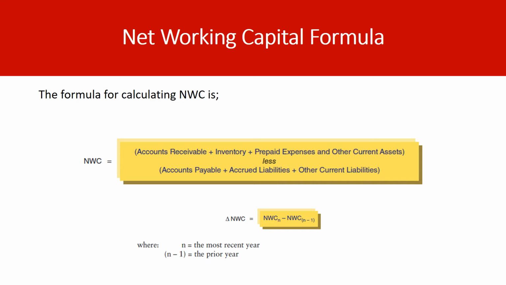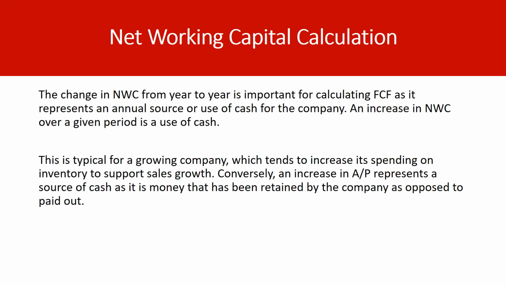And so the calculation for the change in net working capital, the number that we're going to be using in the free cash flow calculation, is the difference between the net working capital this year versus last year. So if it increases, then we're taking away from free cash flow, and if that decreases and therefore the change in net working capital is negative, then we're actually adding to the free cash flow calculation. Okay, so the change in net working capital from year to year is important for calculating free cash flow, as it represents an annual source or use of cash for the company. An increase in net working capital over a given period is a use of cash.